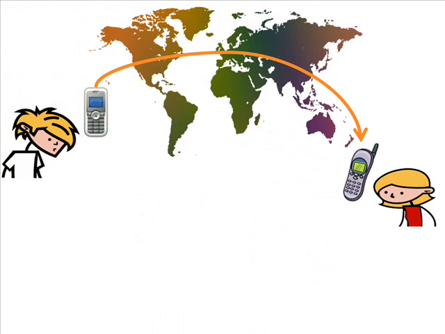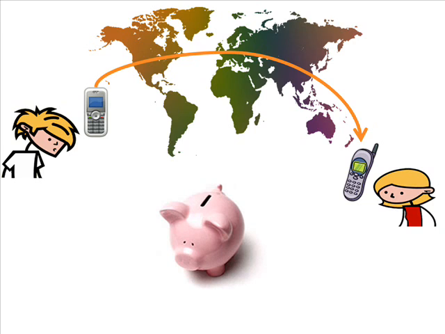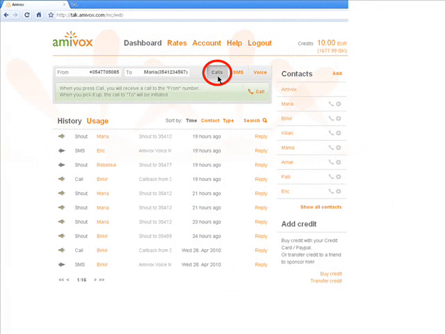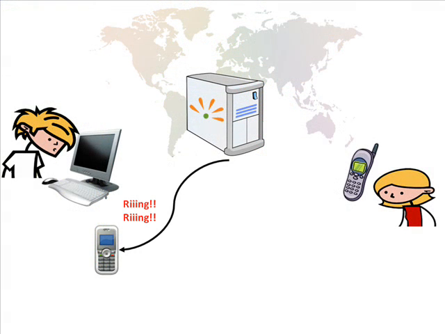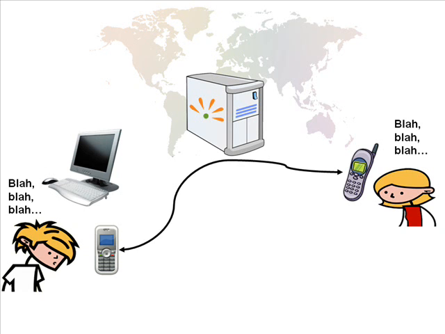If I want to place an international call, I can save a lot of money if I use Amivox. All I need to do is to select the Calls function and click on the Call button. Almost instantly, I'll receive a call back on my mobile phone, and as soon as I pick it up, I'll hear the electronic voice announcing that the call is being connected. At the moment when I answer the call back, the Amivox system starts the call to Maria, and as soon as she answers it, we will be speaking together.